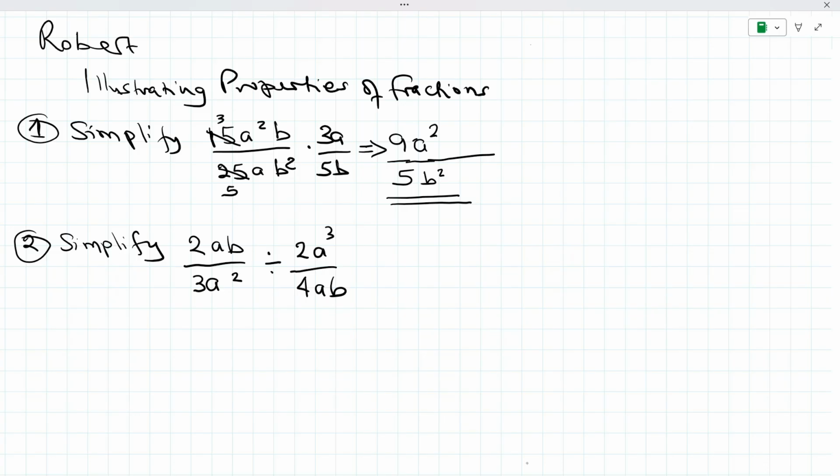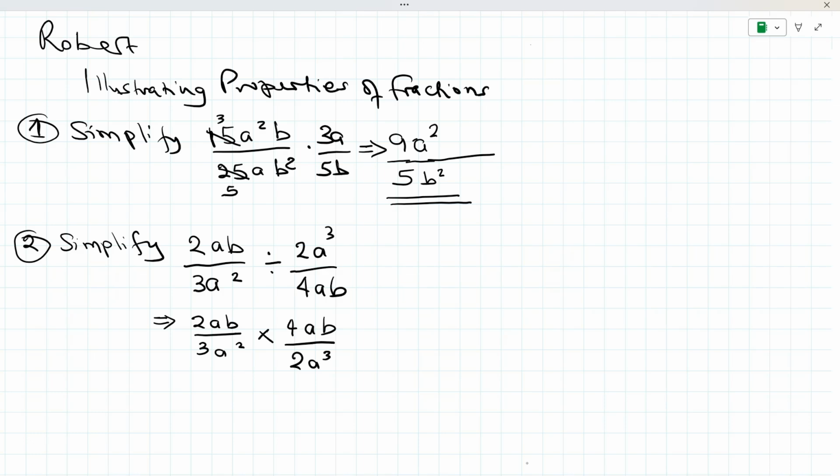Now, if we are to follow the laws of fractions, dividing fractions, this expression can be rewritten as 2ab divided by 3a squared multiplied by the reciprocal of the second expression here. So this will give us 4ab, and this is supposed to be divided by 2a to the power 3.